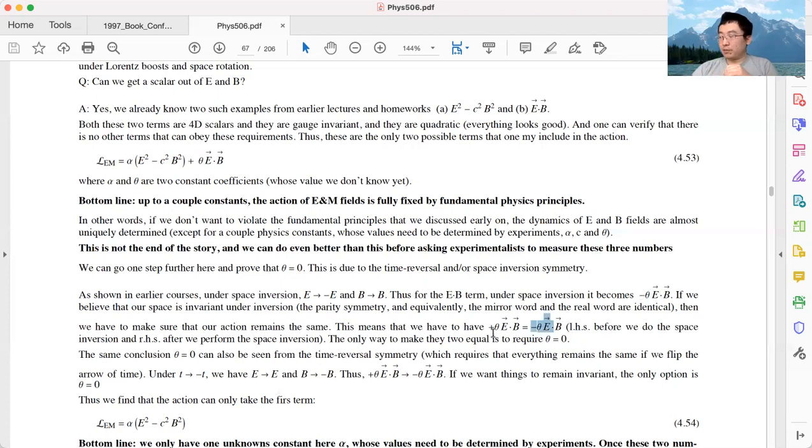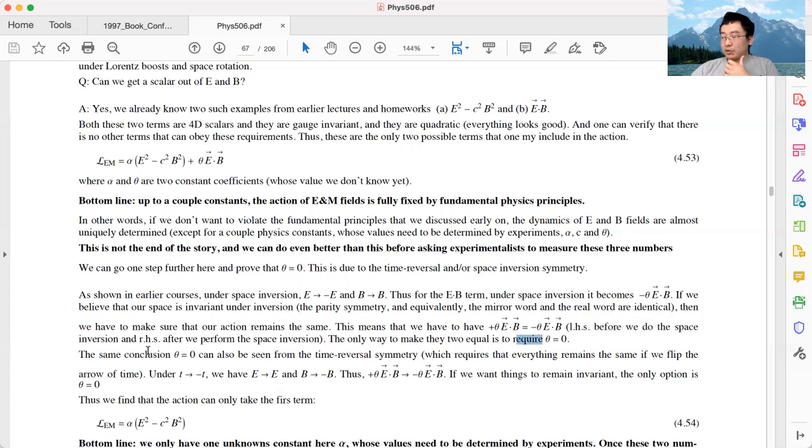Okay, we want everything to stay the same before and after the space invariant transformation. And the only way to make these two quantities equal to each other is to set theta equals 0. There's no other option. If you want plus theta equals minus theta, then theta can only be 0. So this is why we know theta needs to be 0 from space invariant symmetry.